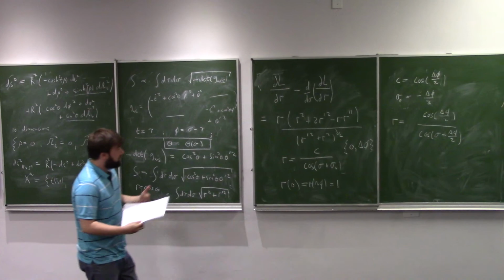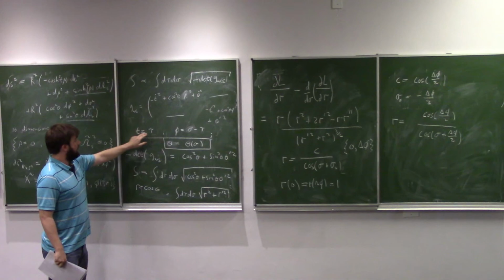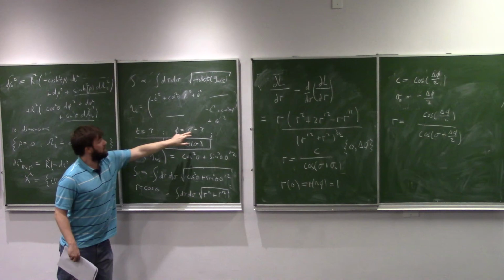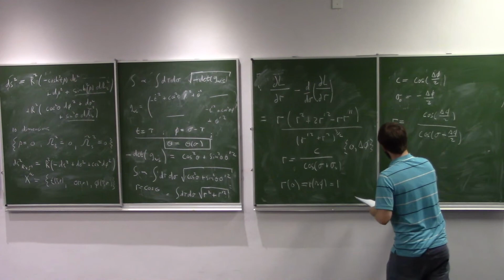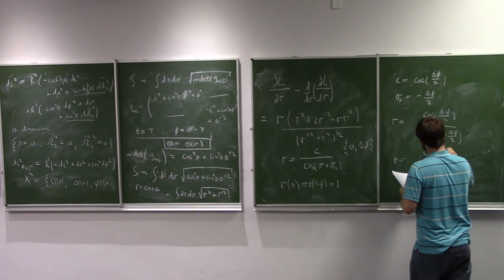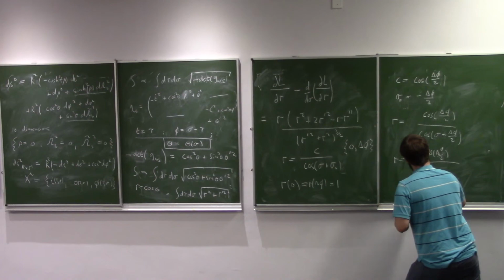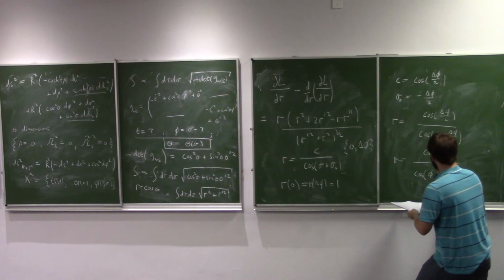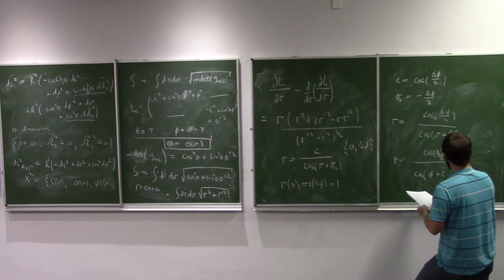So keep in mind that what I said is that whenever you see tau, think that this is time, and whenever you see sigma, think that this is phi minus time. So in terms of the embedding coordinates, what I have here is that r is equal to cosine of delta phi over 2 over cosine of phi, sigma is equal to phi plus t. And I'm going to subtract some initial angle of it.